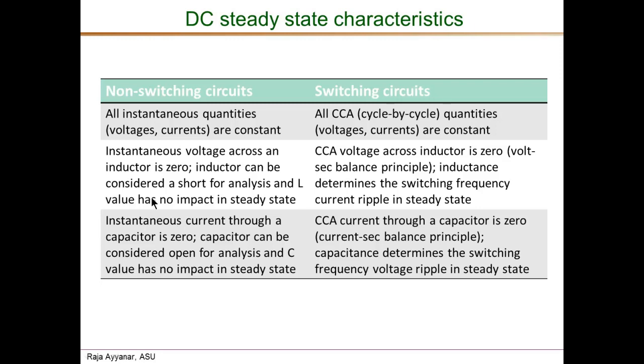Okay, and similarly, the capacitors are dual. So the instantaneous current through a capacitor in a non-switching circuit is 0 in DC steady state, and it can be considered as an open circuit because the current, which is C dV over dt, is 0. In the switching circuits, the average current through a capacitor is 0, but the instantaneous current is not 0, and the value of the capacitance determines the amount of switching frequency ripple in the voltage of the capacitor.